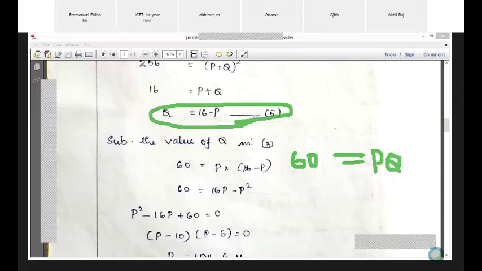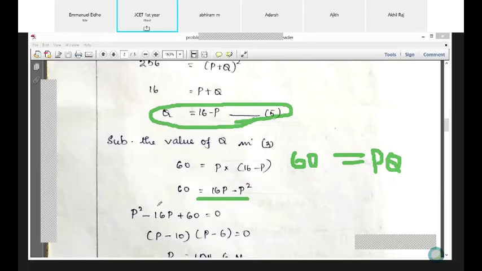അപ്പൊ ഞാൻ ടേംസിനെ ഏതെങ്കിലും ഒരു ടേമിലേക്ക് കൺവേർട്ട് ചെയ്യാം. ഓക്കെ, അപ്പൊ ഞാൻ അവിടെ ക്യൂവിന് പകരം എന്ത് കൊടുത്തു? 16 മൈനസ് പി. സോ ഇനി സിംപ്ലിഫൈ ചെയ്യാലോ. ദാറ്റ് ഈസ് 60 is equal to p into (16 minus p). So you can take these terms to the left hand side. That is p square minus 16p plus 60 is equal to 0.